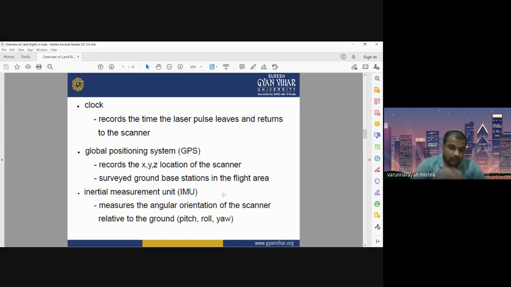That movement may be of three types: pitch, roll, and yaw. Pitch, roll, yaw will be discussed when we discuss the GPS system. I will discuss in that class what is pitch, what is roll, and what is yaw. There is a very good figure. I will show you how we can come to know what is pitch, what is roll, and what is yaw.